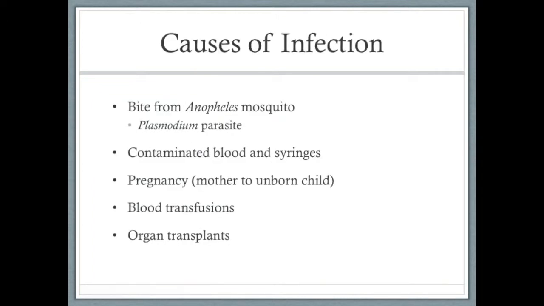Malaria can be spread through a bite from an infected Anopheles mosquito, as well as contaminated blood and syringes, pregnancy before or during delivery, blood transfusions, and organ transplants.